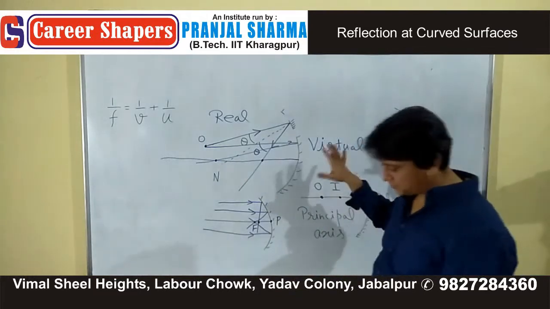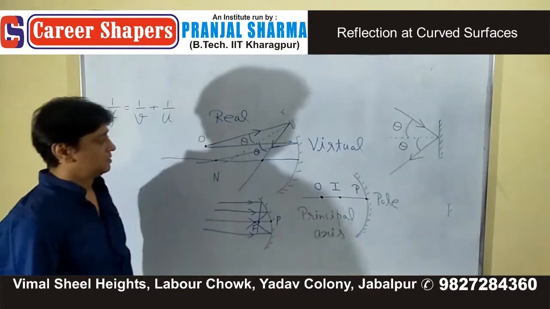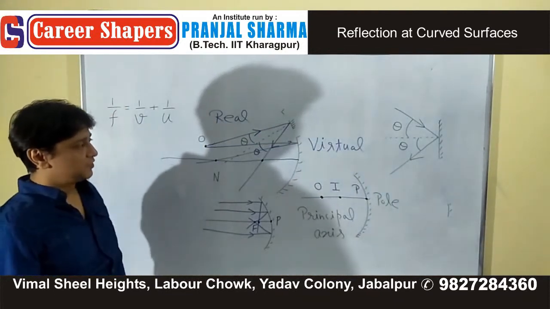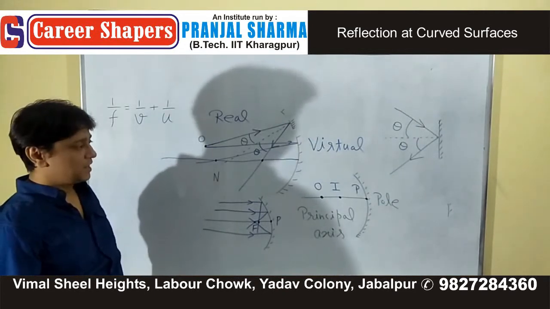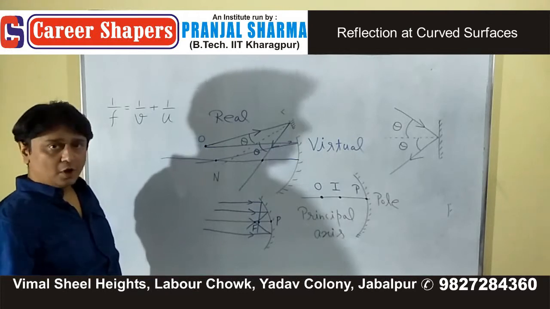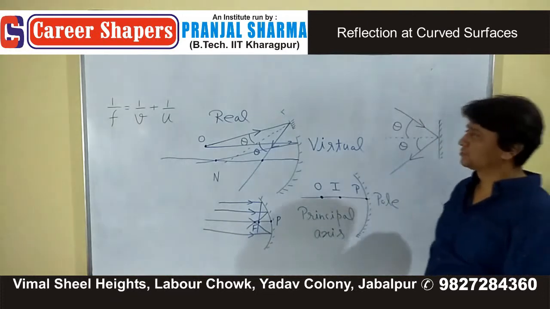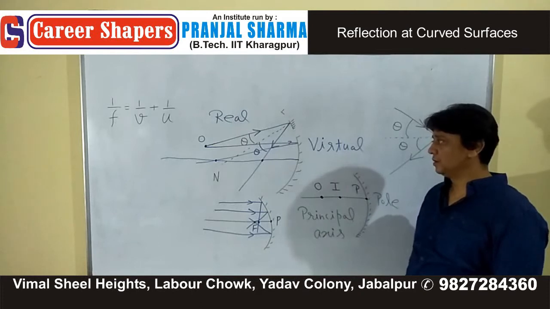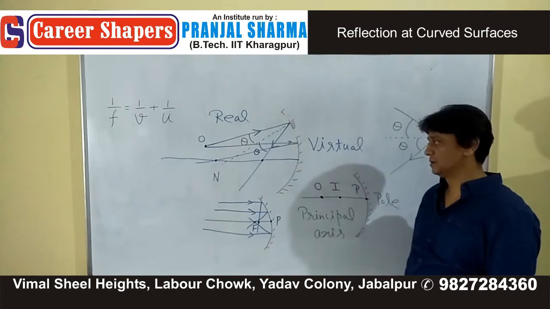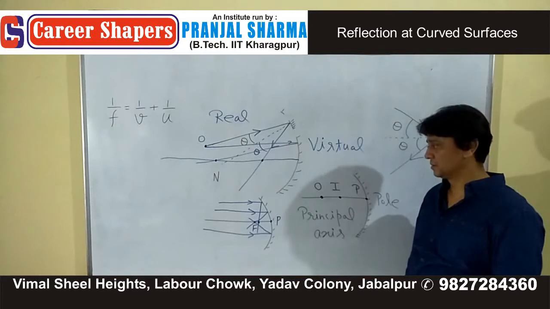When we consider spherical surfaces, aperture size should be taken small so that all the rays after reflection meet at a single point.